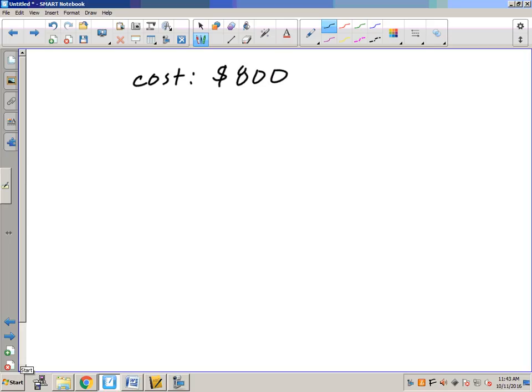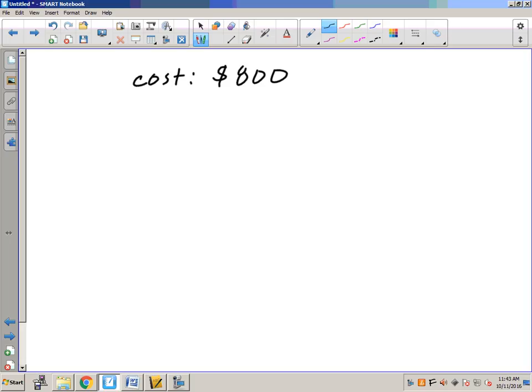And I'm just writing 800 because when I look through this problem, I see all the dollar amounts are written in millions. So I'm going to ignore the millions part, and then I'll just make sure in the end of my answer that I tack a million onto the final answer. Okay, so that's how much it's going to cost.